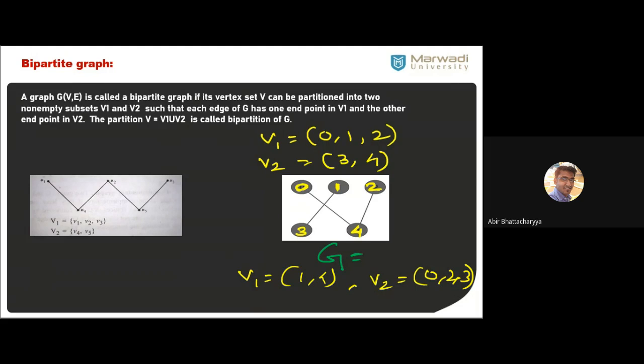Any other partition possible or not? Yes or no? Quick. No, not possible. 0, 3 and 1, 4 is not a partition, because if you make the union, with 0, 3 as V1 and V2 as 1, 4, then what about 2? Where is 2? If you make the union of these two partitions, you must have all vertices. So 0, 3 and 1, 4 is not a partition.